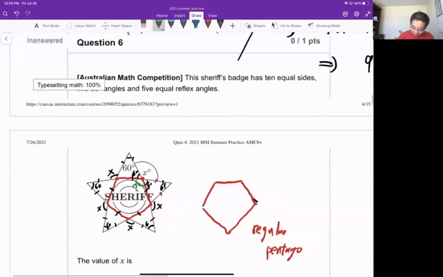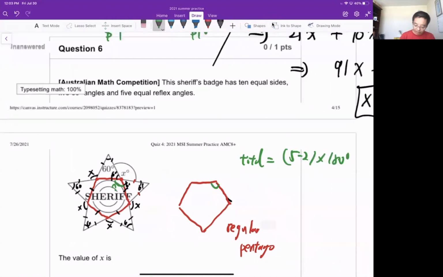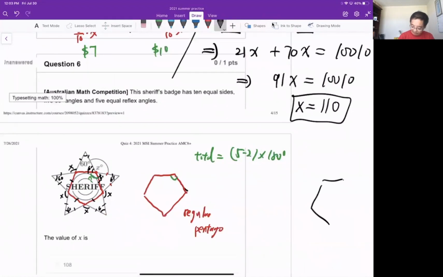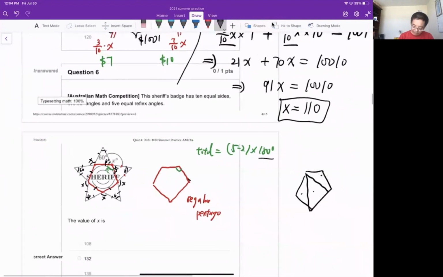Well, we know the total angle. The total equals 5 minus 2 times 180. The reason for the 5 minus 2 is that we have a formula. If we have a pentagon or hexagon, it can be divided into triangles, and we multiply by 180. So in general, if I have n sides, then it can be divided into n minus 2 triangles. So it's n minus 2 times 180. So the total is 540.